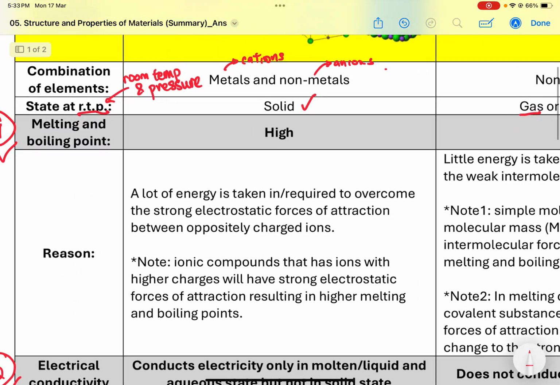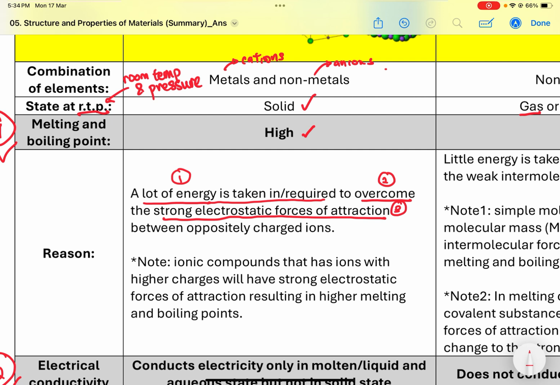So let's start with ionic bonding. For ionic bonding, their melting and boiling point is high. So typically their melting and boiling point is high, which means that they require a lot of, what does it mean? It means that a lot of energy, okay, this is the first point in your sticky note, a lot of energy is required. Because high melting and boiling point means you must absorb a lot of energy. What is this energy used for? Okay, it's used to overcome, so second word to take note, overcome what thing? Strong electrostatic force of attraction.